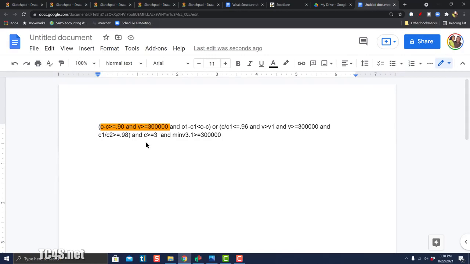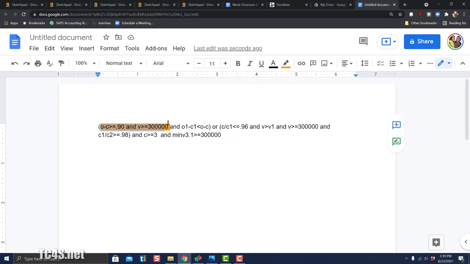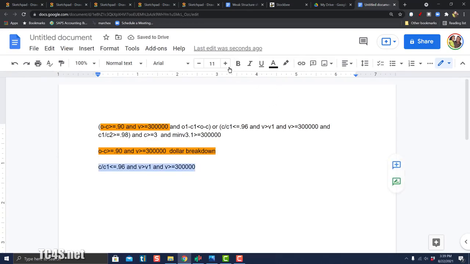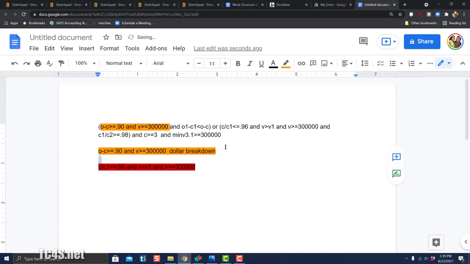So this particular part of the scan is no different. This particular part of the scan is basically the dollar breakdown, which is a similar concept to what we saw on the dollar breakout side. And this part of the equation is again the 4% breakdown. So let's make this a different color. So that part is the 4% breakdown.